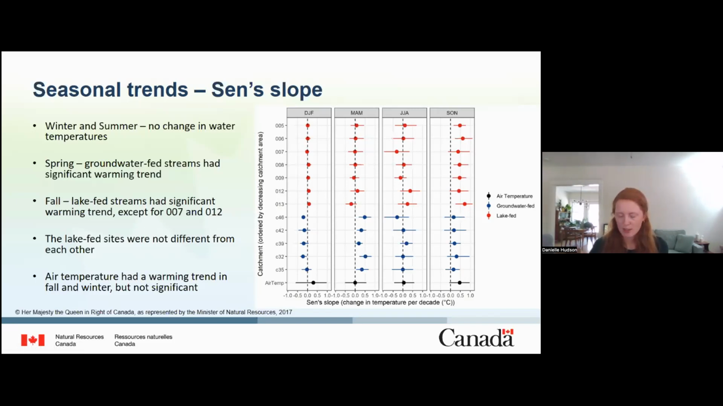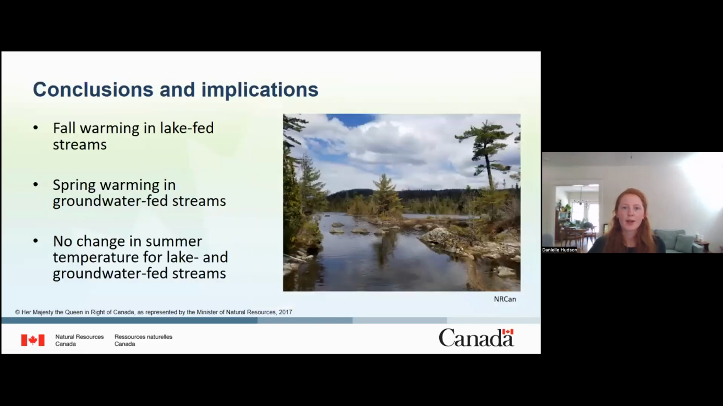So that's pretty interesting. Okay, so just some takeaways. We're very much a work in progress here, but there's some fall warming going on in the lake fed streams and some spring warming going on in the groundwater fed streams. And it doesn't appear that there's any warming going on in the summer, which is interesting because often literature will focus on those summer temperatures when they're trying to identify a climate change impact. So that's something to keep in mind.